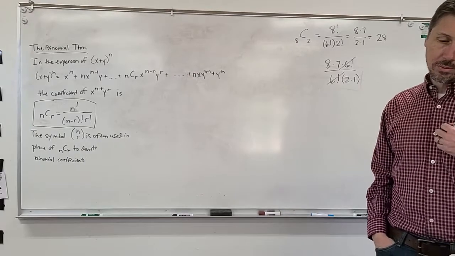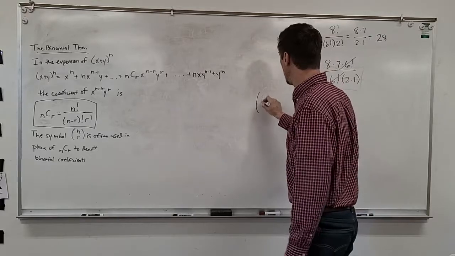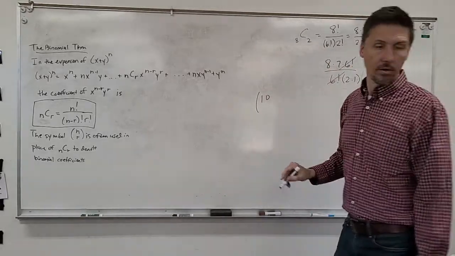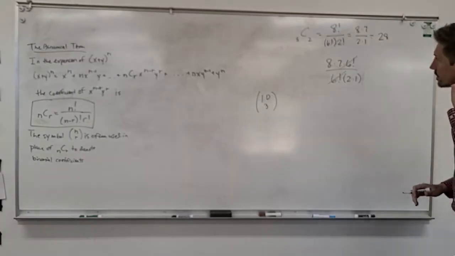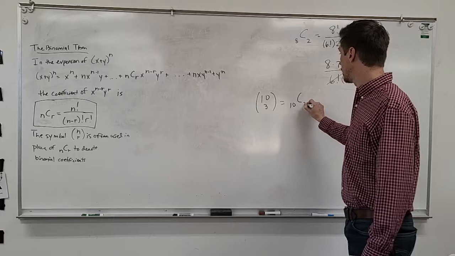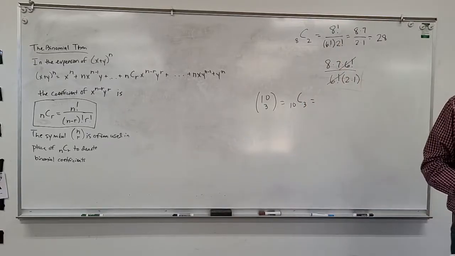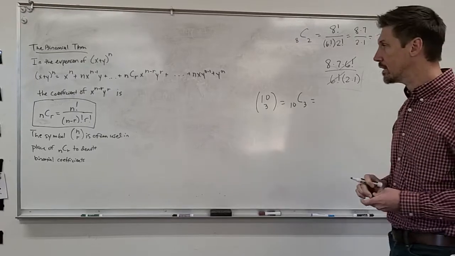All right, so let's do another one. Let's see it written in a different form. 10 over 3. So this is the same thing as 10C3. You could write it like that, right? Is that clear to everybody?